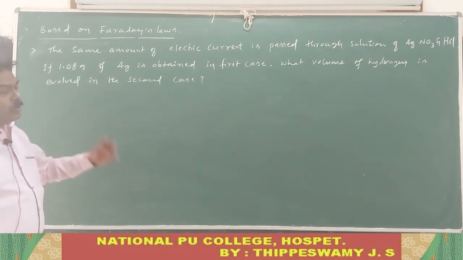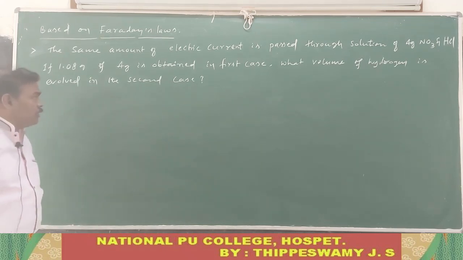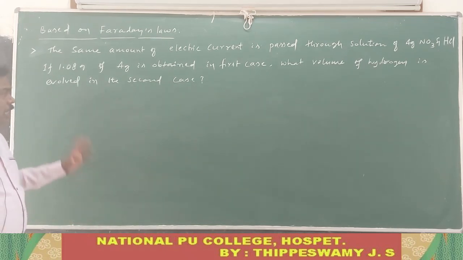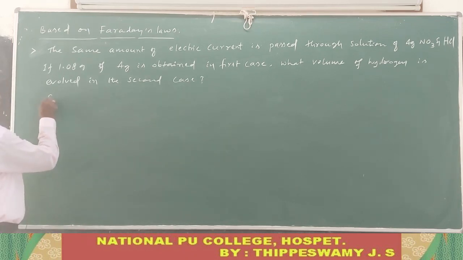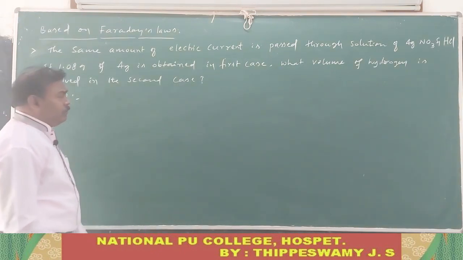How to solve this one? How to find the volume of the hydrogen produced? So according to Faraday's second law of electrolysis, how to write the formula, you know?